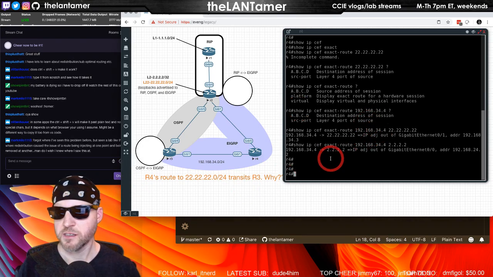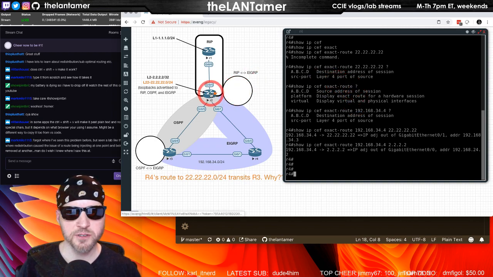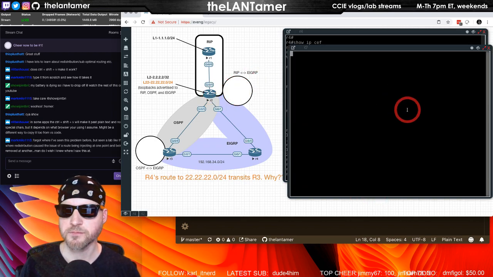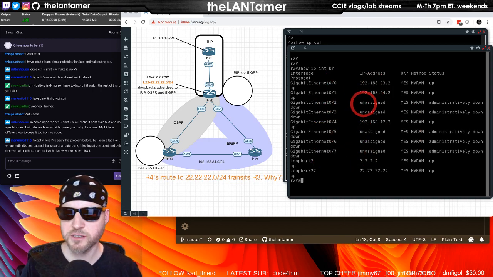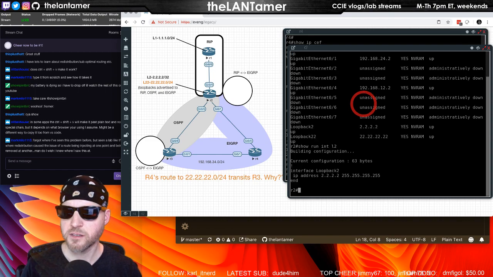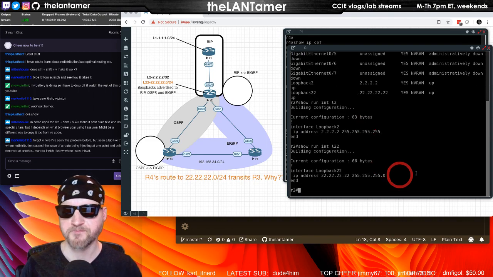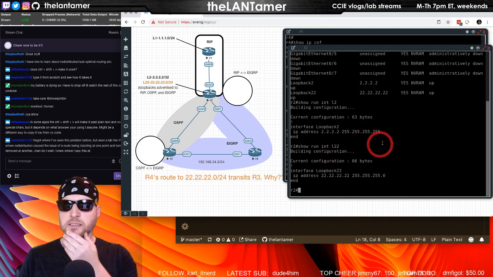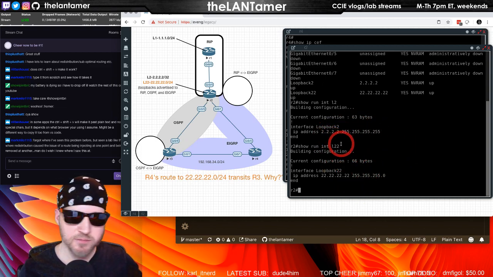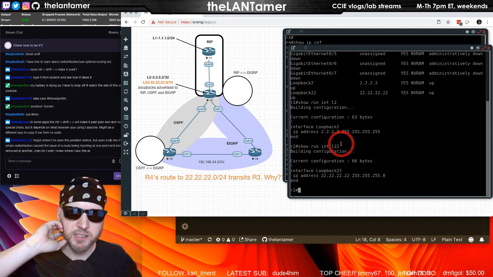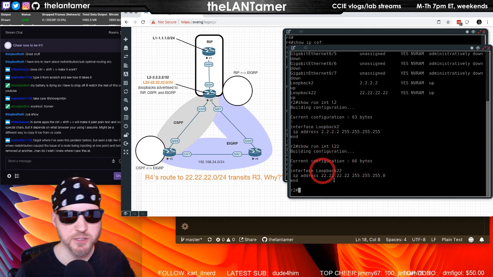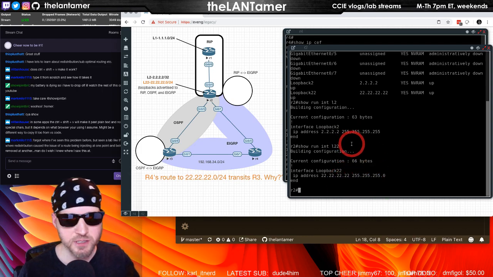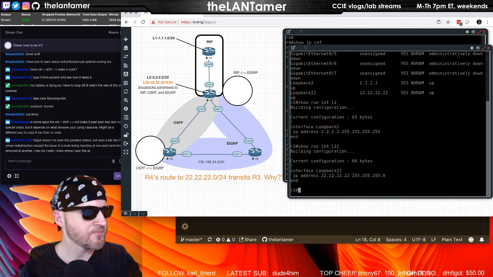So let's look at router 2 first before I show you the solution here. Show IP interface brief. So we've got 2 loopbacks. And show run interface L22. One thing we notice here: I threw a number of loopbacks on here just to play around. And I thought, well, let me try a /32 and a /24. And that is really the key to solving this issue.